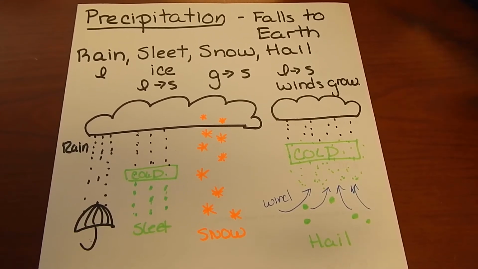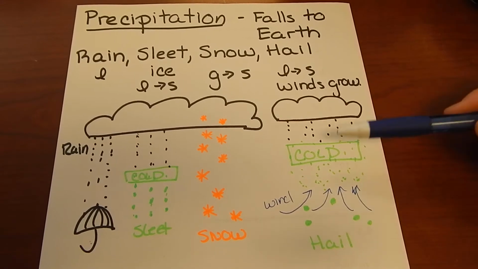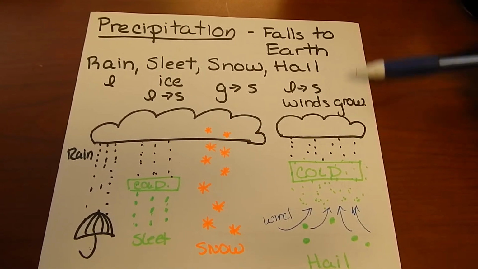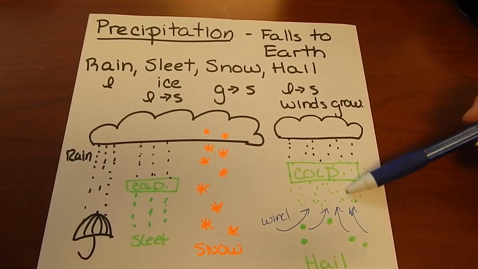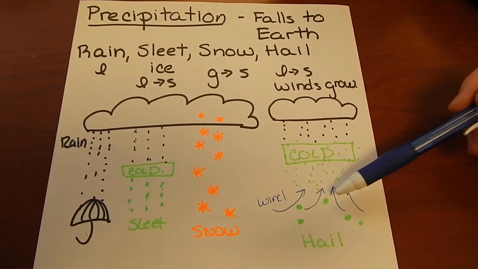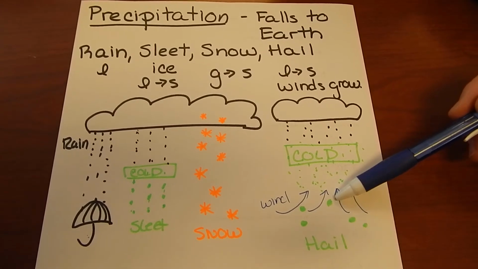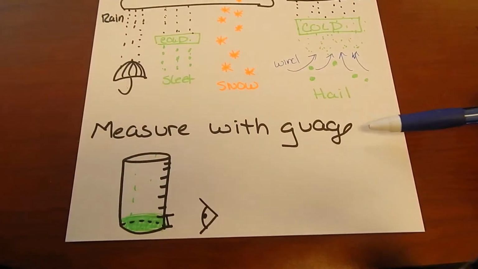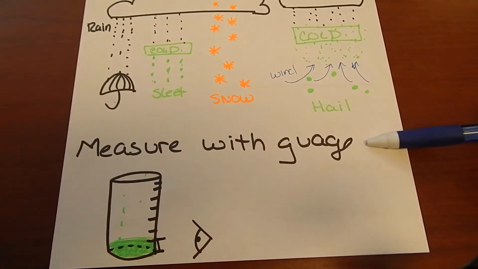So when you have things that are like golf ball size hail, that means that the wind was really strong and kept pushing that back up and back up and back up, and that's why those ice balls became so big. You can have golf ball size, you can have grapefruit size, and these can be very, very dangerous. Now the last thing about precipitation is you measure it with a gauge.